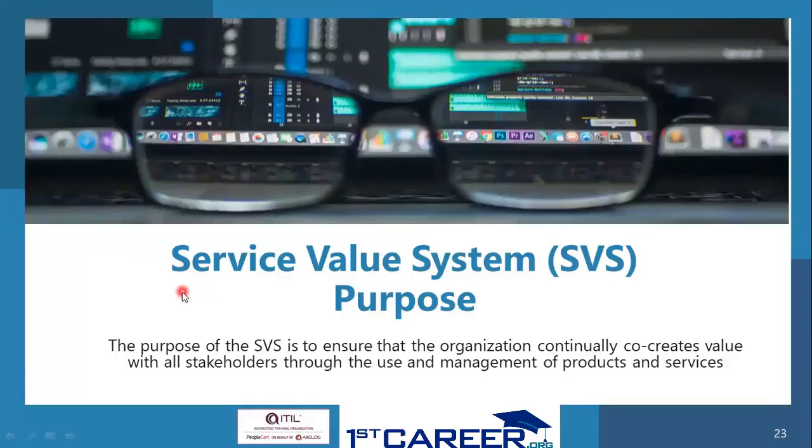What is the SVS or the service value system? What is its purpose? Its purpose is to ensure that the organization continually co-creates value with all stakeholders through the use and management of products and services. We note the word continually co-creation of value. That is the purpose. While service management is a set of specialized organizational capabilities which enables value in the form of services to customers. On the other hand, service is a means to deliver value, means to co-create value for customers. And the service value system ensures continual co-creation of value.